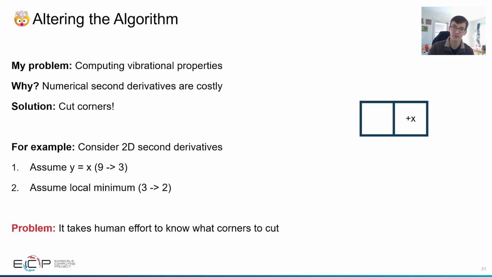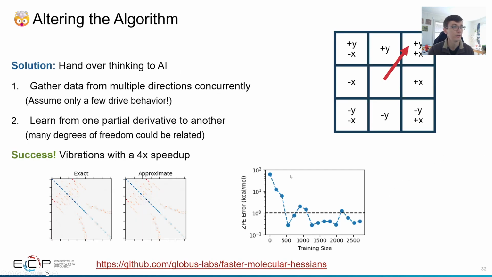But that's costing human effort, and there are parts where I either can't spend the effort because this calculation needs to run quickly without my input, or I don't know enough about it. So in that case, we tried out using machine learning to figure out which corners to cut. We did that by training a machine learning model, which enabled us to gather data about each of these different variables, degrees of freedom, concurrently.